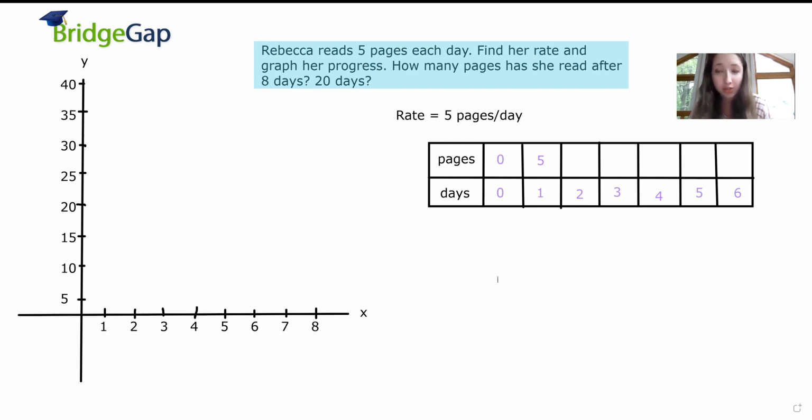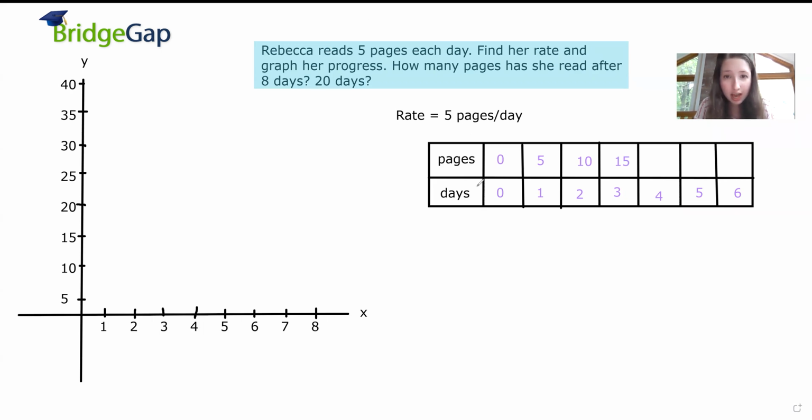So if on day 0 she's read 0 pages, on day 1 she has read 5, she's going to read 5 more on day 2. So we're going to add 5 to the next day. So 5 plus 5 is 10. So after day 2, she will have read 5 more pages, or 10 in total. And same thing with day 3. We go from 0 pages, 5 pages on day 1, 10 pages on day 2. On day 3, she's going to read another 5 more pages. 10 plus 5 is 15.